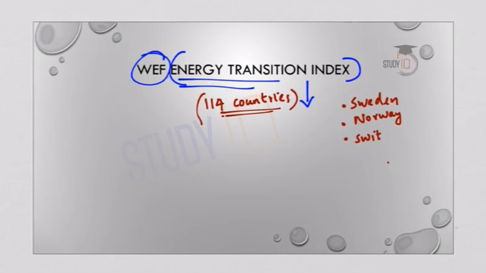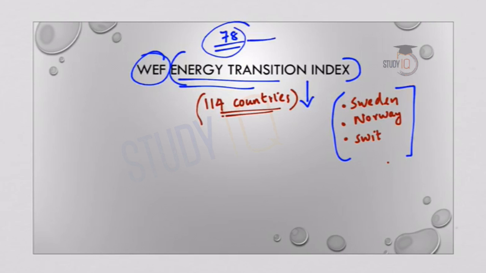Now if you look at most of these indices, for example environment related indices, social issues related indices or well-being related indices, you will see that the Scandinavian countries like Sweden, Norway, Switzerland, etc. top the list. And in the WEF Energy Transition Index, India has been ranked 78th.